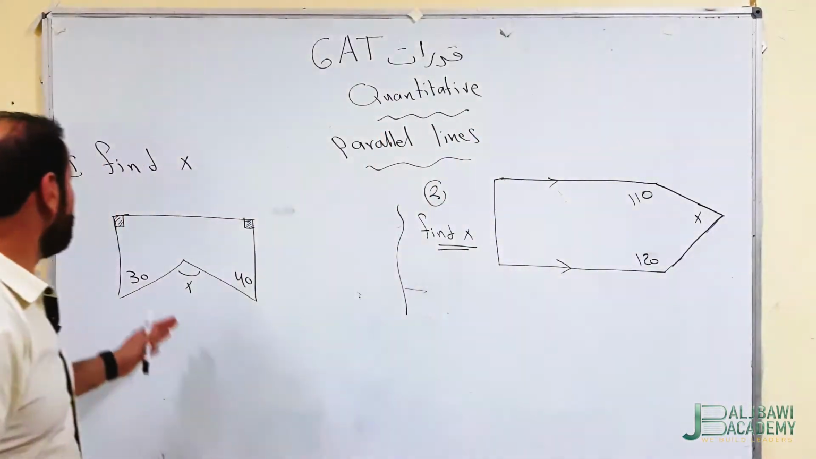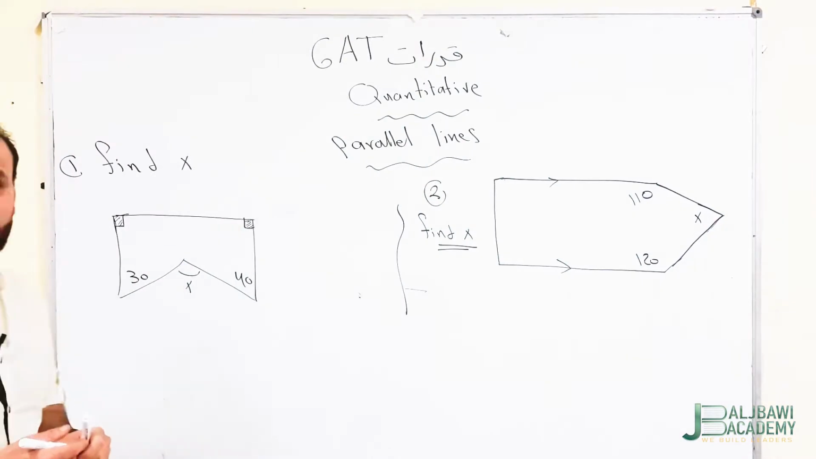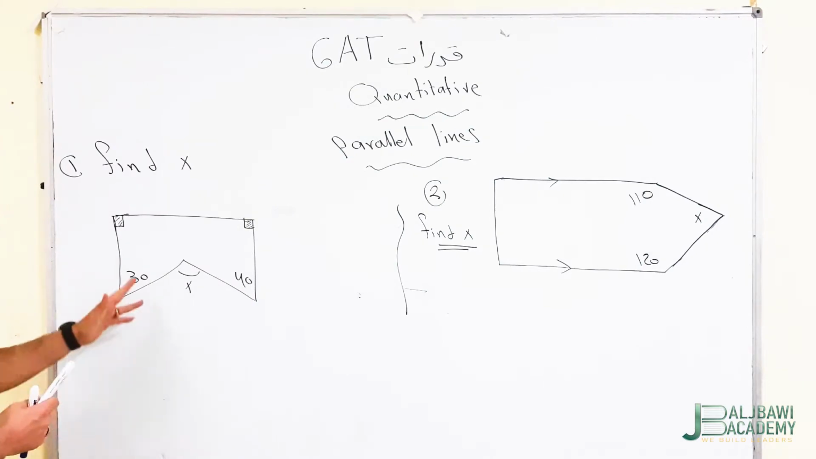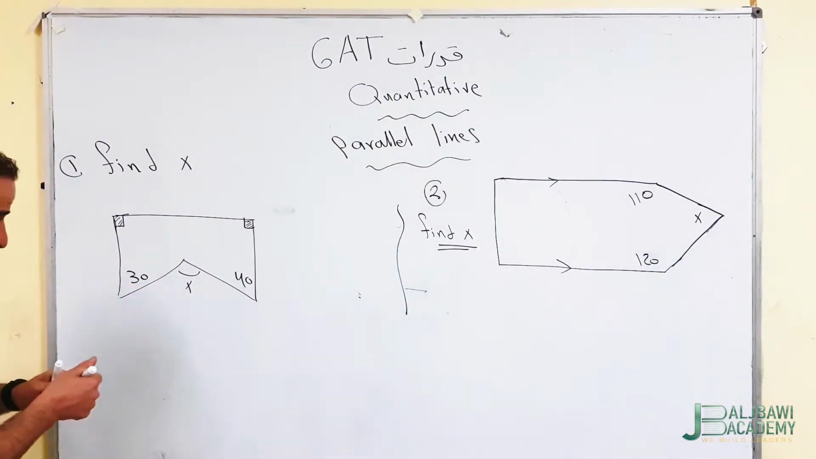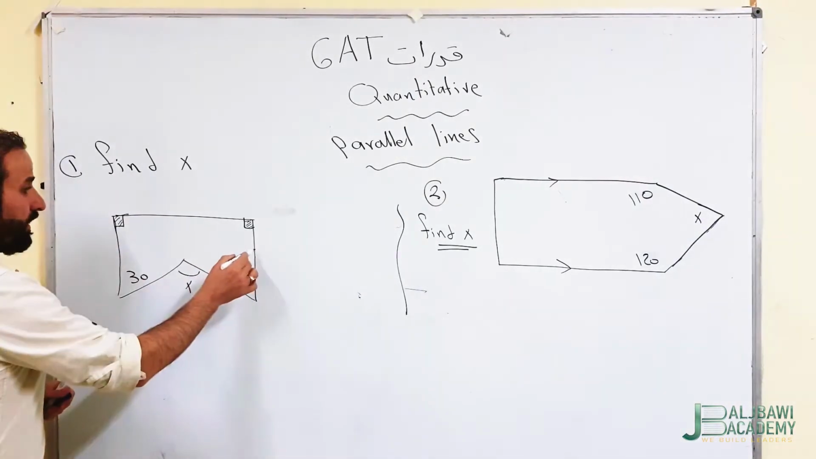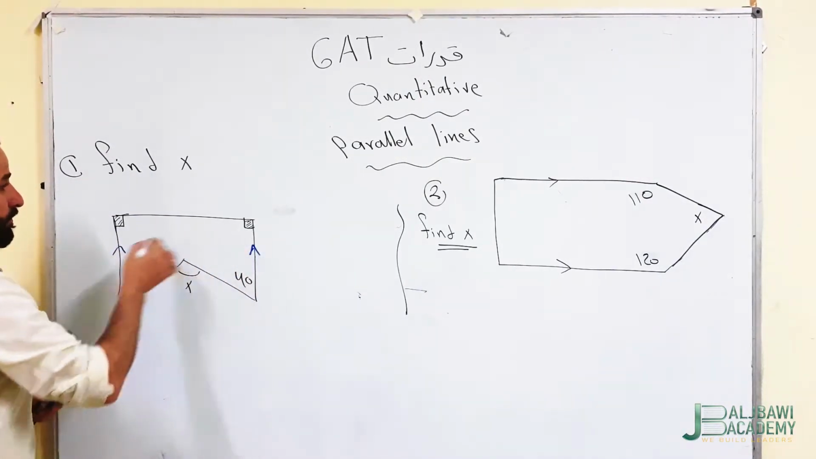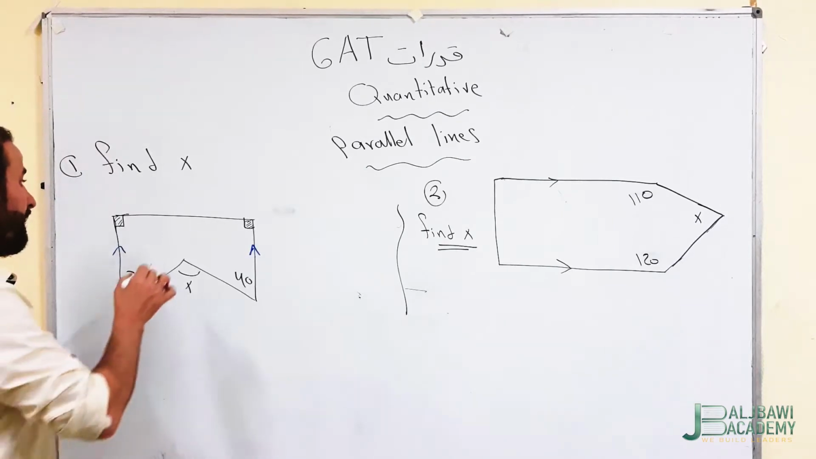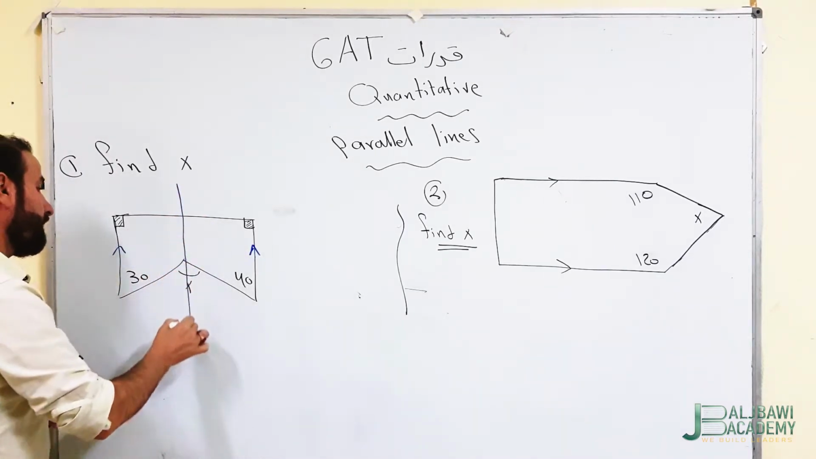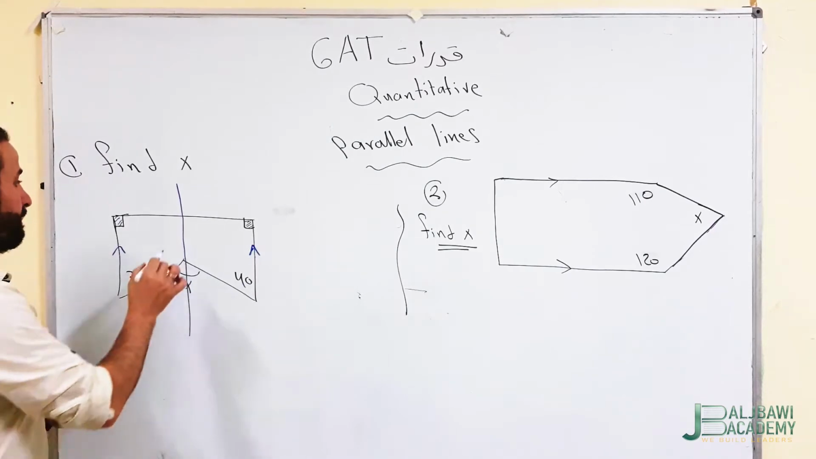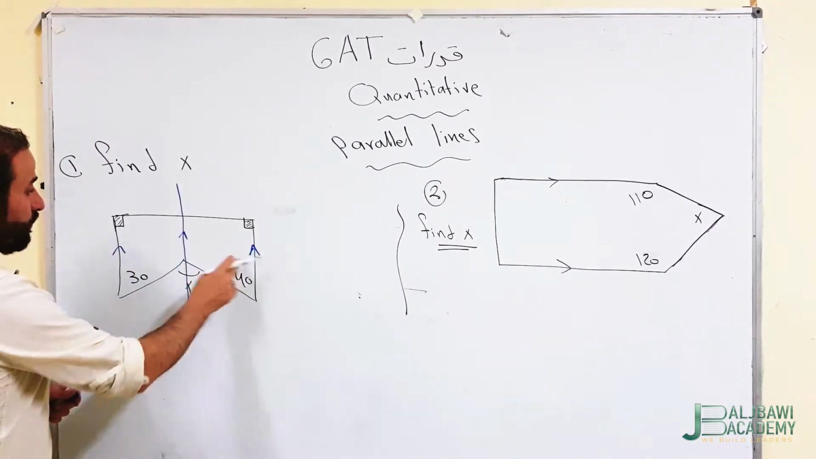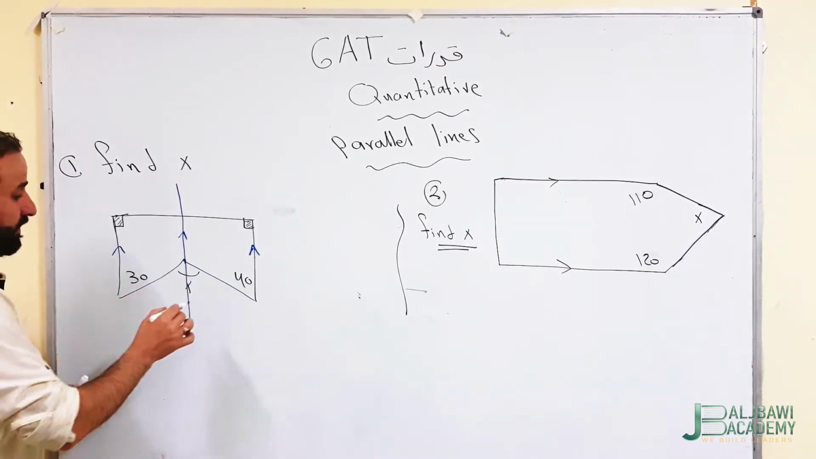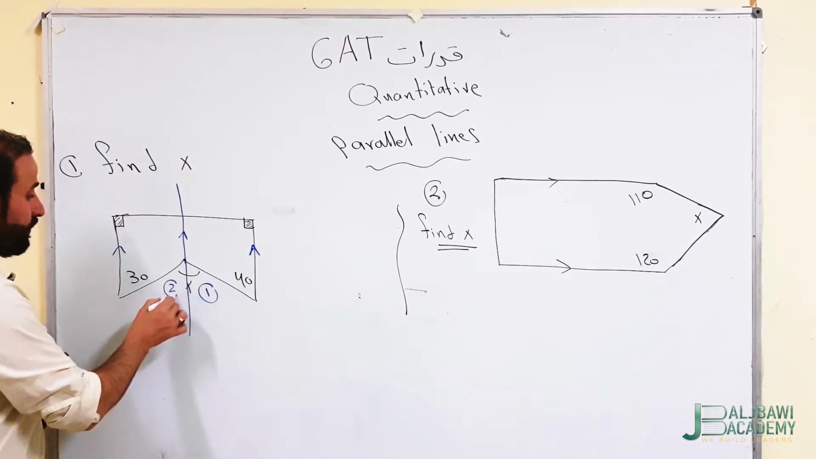Here I start. Find x. They give you this figure and they ask you to find the value of the angle x. Here, as you can see, these two lines are parallel because they are perpendicular on the same line. So from this point we can draw a third line which is parallel to both of them. Here we have these two lines. Now x will be split into two parts. We can call them 1 and 2.